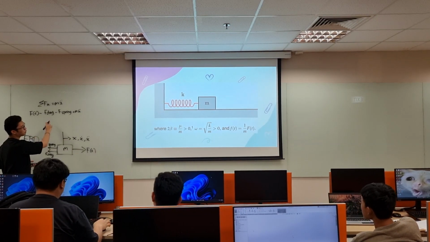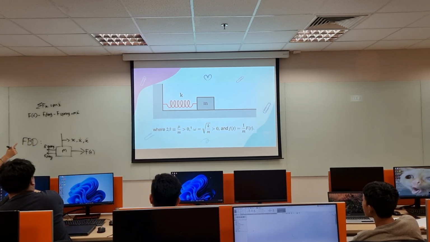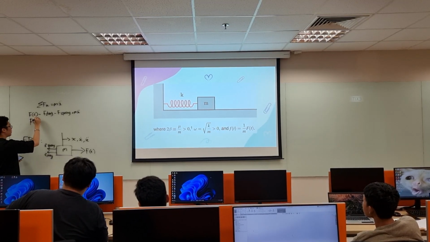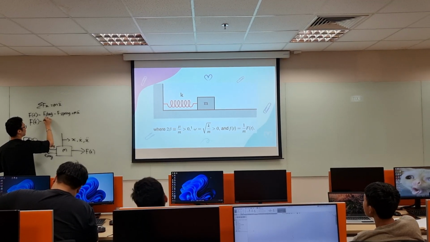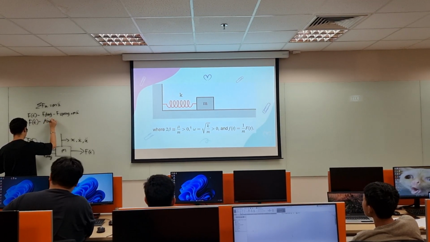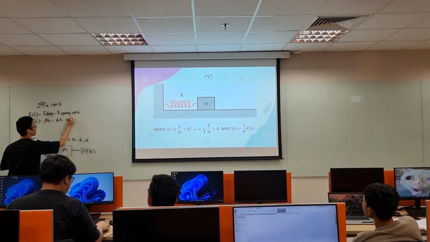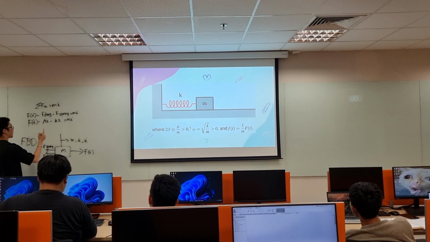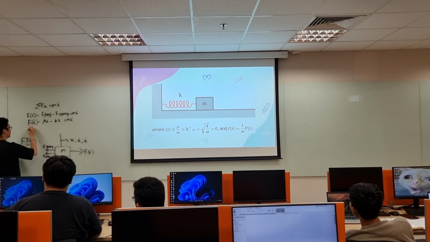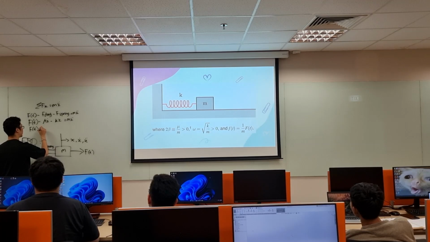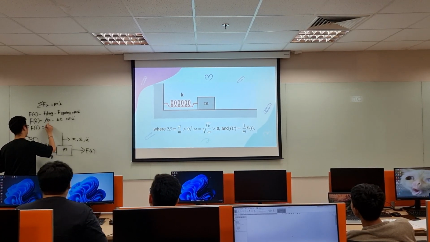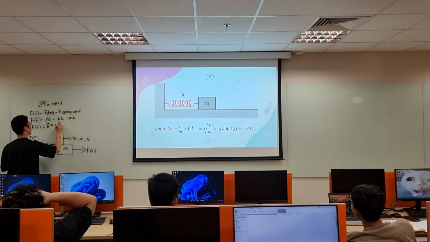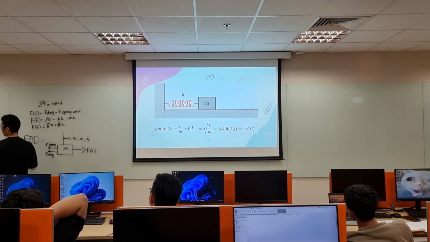For the F drag, we use the beta, and for the F spring, we use the omega. So we input this: F(t) minus mu x dot minus kx is equal to m x double dot. To get the beta and omega, we'll divide it by m. So F(t), we take out first, will be mu over m times x dot plus k over m times x.